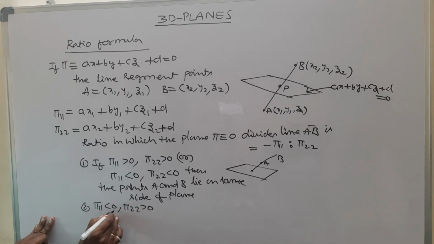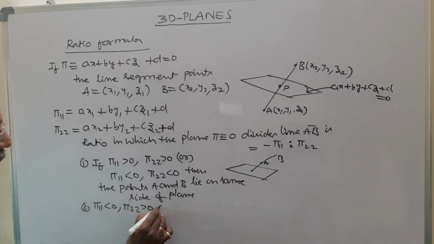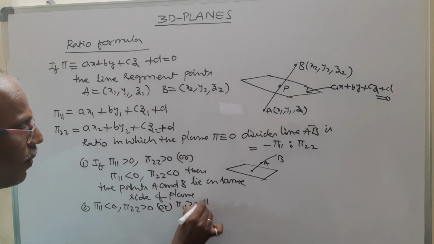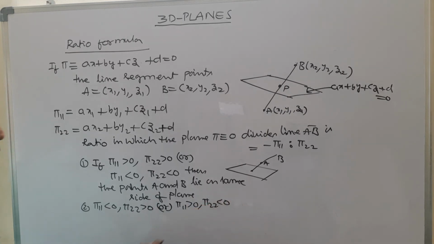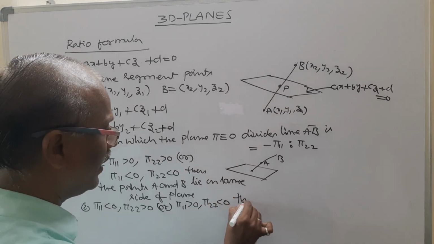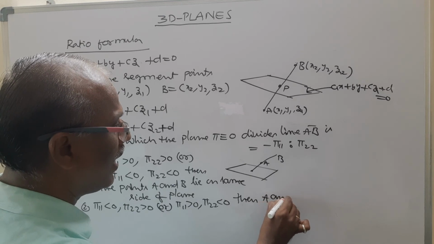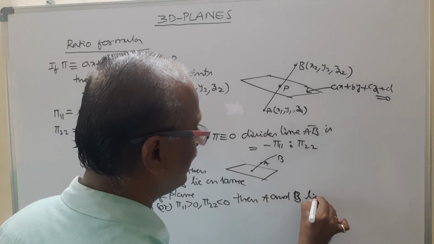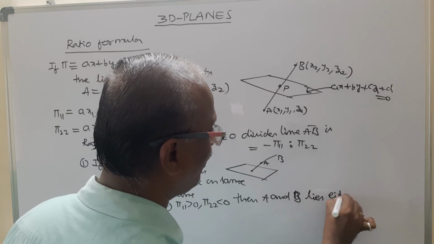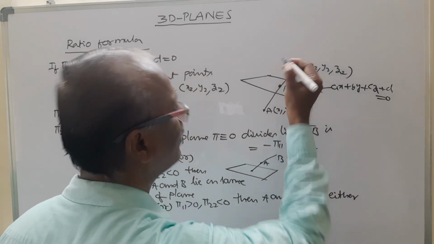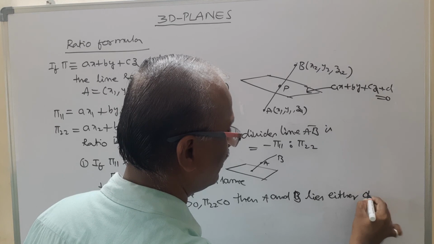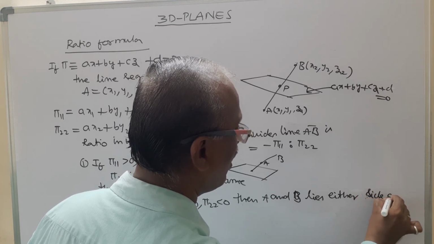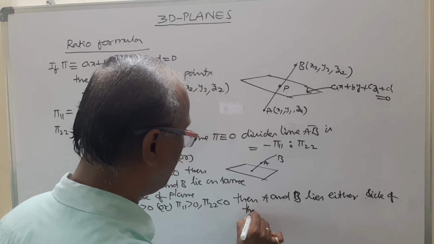Next one. If pi 11 less than 0 and pi 22 greater than 0, or pi 11 greater than 0 and pi 22 less than 0, then A and B lie on either side of the plane.